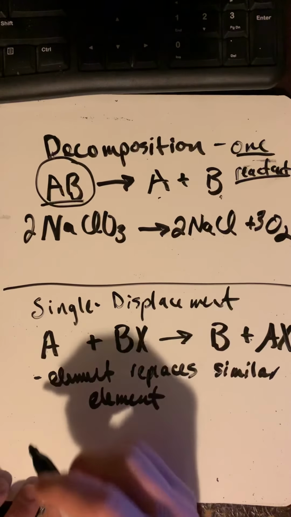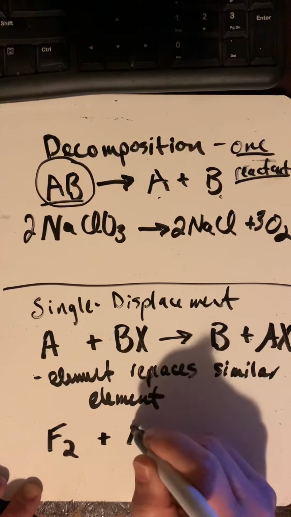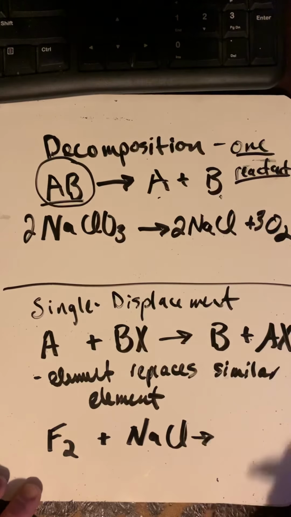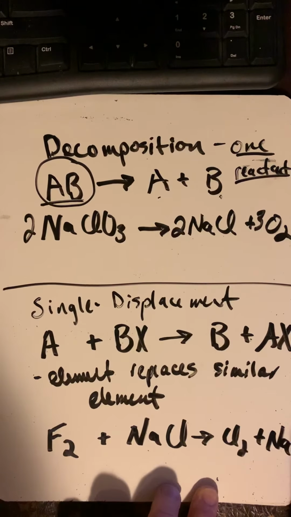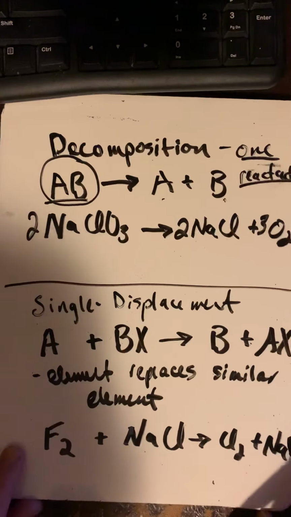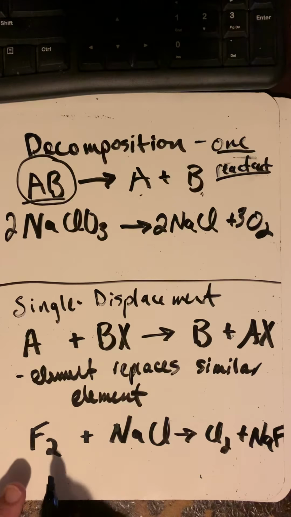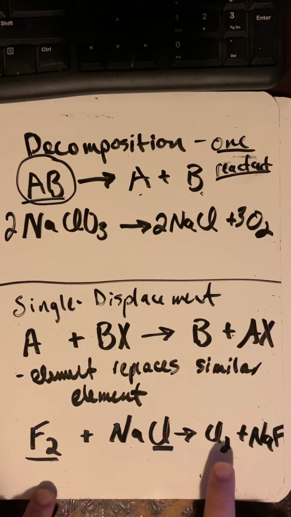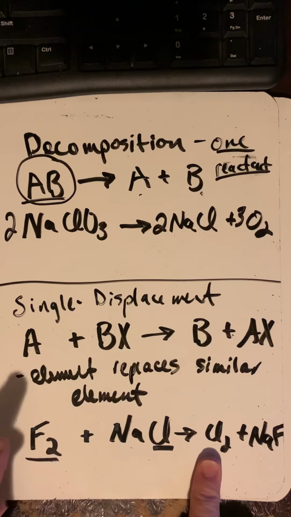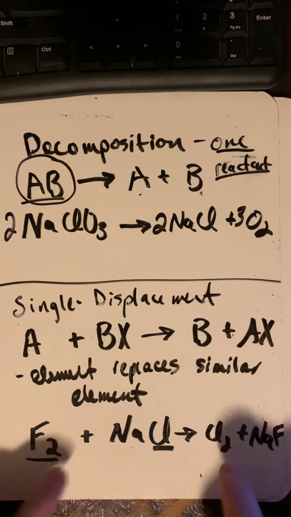Okay, so an example of this might be something like fluorine reacts with sodium chloride to form chlorine and sodium fluoride. Sorry if you can't read that very well. So fluorine and chlorine are similar elements. Fluorine's by itself, chlorine's in the compound. They switch, and so now you have a different element by itself. Okay, big clue for a single displacement is you have an element on each side that switched places.